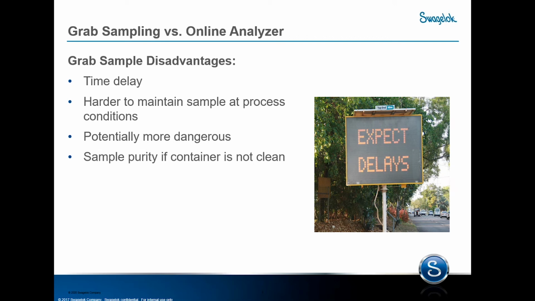With grab sampling, by its definition, you're introducing a human element. Without automation, which is rare, there's a human involved when you extract the sample from the process. That means there's the potential for exposure, spills, or another accident. Therefore, grab sampling is fundamentally more dangerous. And lastly, we've seen where customers have failed to adequately clean out their sample containers, and this can lead to samples that are contaminated by the remnants of the previous sample taken in that container.